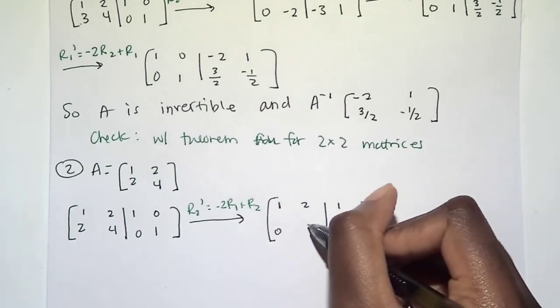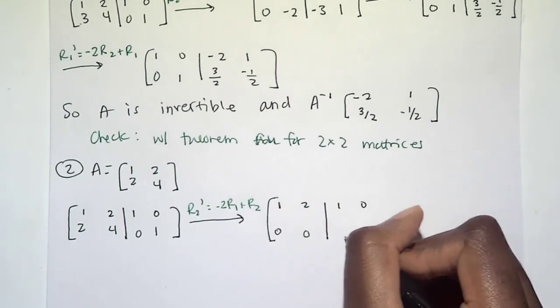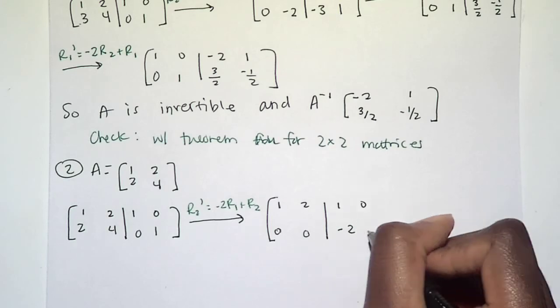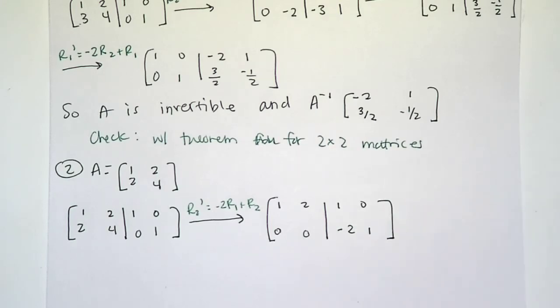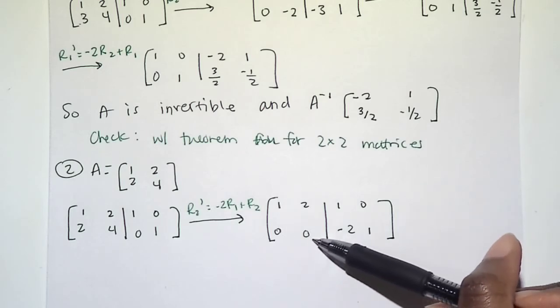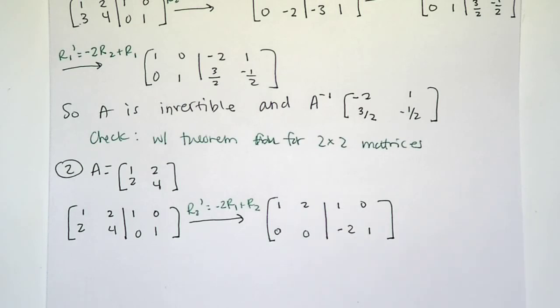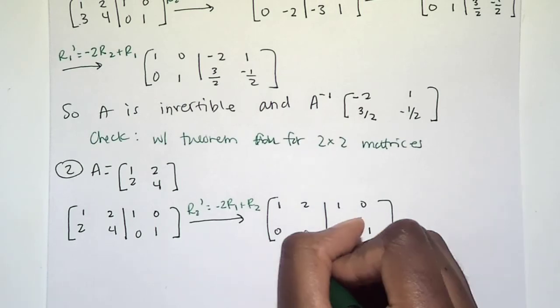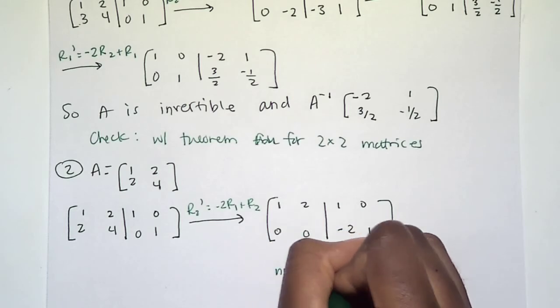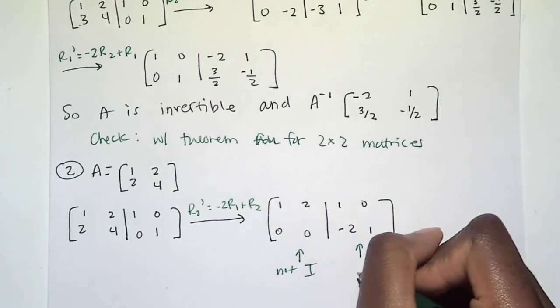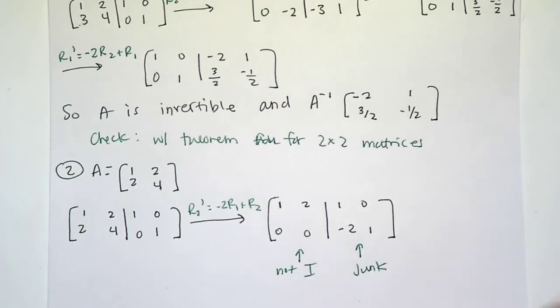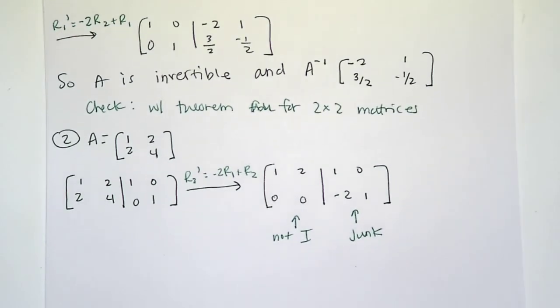So that means down here I'm also going to get a 0 and then -2, 1. Notice I have this 0 in my pivot position. Will I ever be able to get the identity over here? No. This is not the identity. We'll never get it, which means this is junk. It's not the inverse. So what does this mean? A is not invertible.